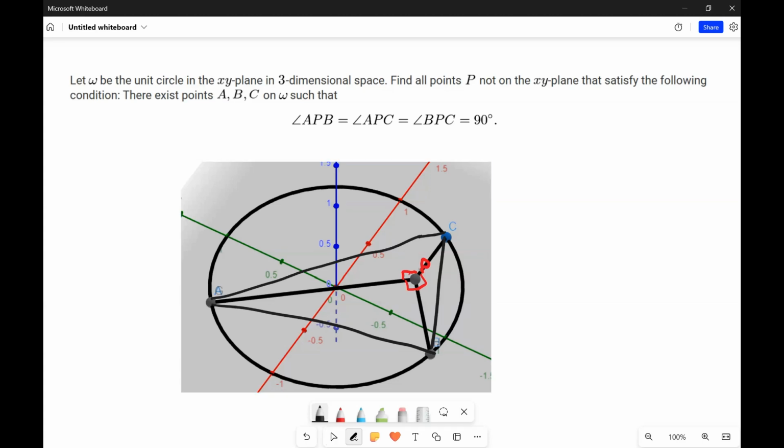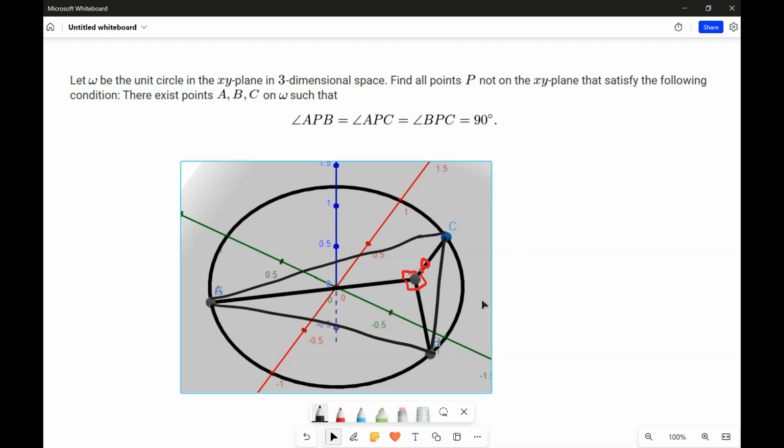Let omega be the unit circle in the xy plane in three-dimensional space. Find all points P not on the xy plane that satisfy the following condition. There exist points A, B, and C on omega such that angle APB is equal to angle APC is equal to angle BPC is equal to 90 degrees.